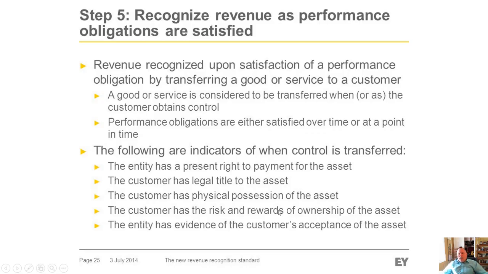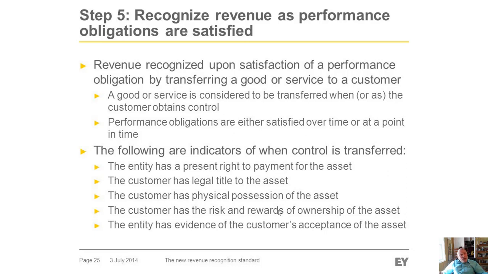Once we do that, as each performance obligation is satisfied, we need to determine when to recognize it. It should be recognized when a performance obligation is satisfied by transferring goods or services to the customer. A good or service is considered transferred when the customer obtains control. And it can be satisfied over time or at a point in time. There are a number of indicators that you can look at to determine when control is transferred.